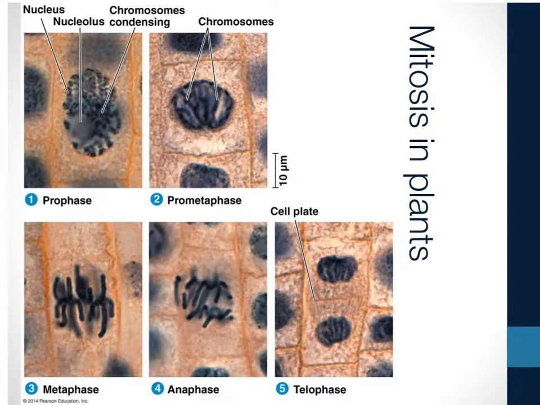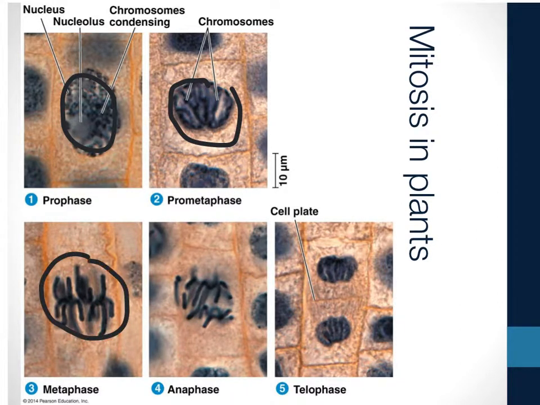So first, if we go ahead and take a look at these pictures on the slide here, these photos are showing what mitosis looks like in a plant cell. You can see this looks very similar to an animal cell, where we have our chromosomes condensing during prophase, starting to line up during prometaphase, actually lining up down the metaphase plate during metaphase, separating at the centromere in anaphase, and finally having two unique nuclei during telophase.